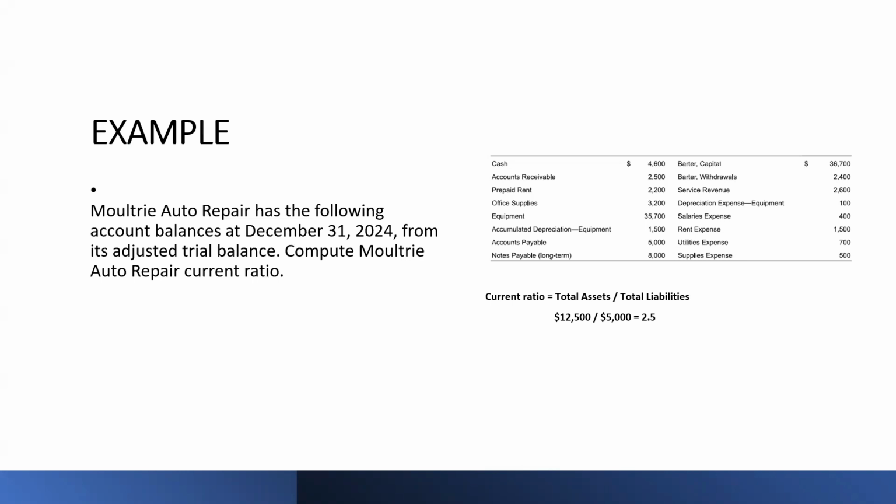Current liabilities, on the other hand, are obligations or debts that a company is expected to pay or settle within 1 year or the normal operating cycle of the business, whichever is longer. Some examples of current liabilities are accounts payable, salaries payable, unearned revenue. So here in this example, Moultrie Auto Repair has the following account balances at December 31st, 2024 from its adjusted trial balance. Here you want to compute Moultrie Auto Repair's current ratio.